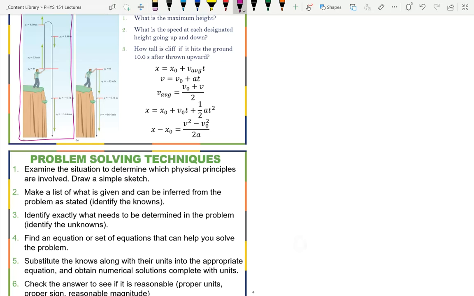So for this problem, kinematic equations is our idea. Now it says to draw a simple sketch. Because I was given a fine picture already, I'm not going to redo the sketch. Right? That's not necessary here. Make a list of what's given and can be inferred from the problem as stated. So not everything is given. So what is given? What variables are given?